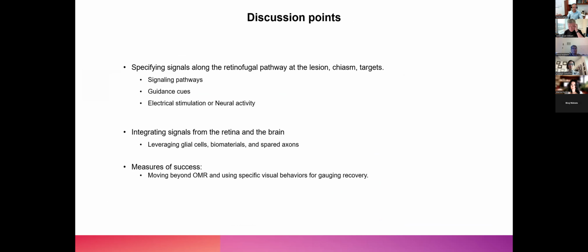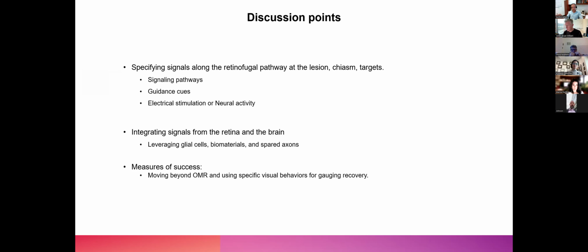But really, I'm very excited about how this group can come together and start integrating signals from both the retina as well as the brain to really leverage that, because that's what these axons do during development. They're not meant to receive signals from one point and keep going forth to their targets. They have molecular signals all along their trajectory that shape their trajectory very intentionally. So how do we integrate everything that we've learned so far into specifying signals all along the retinofugal circuits?